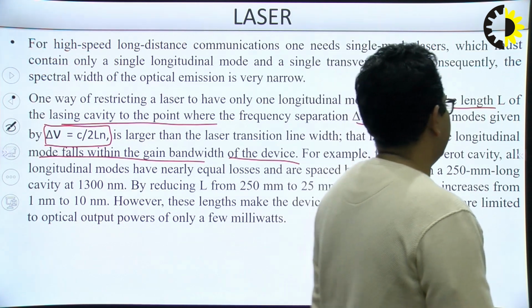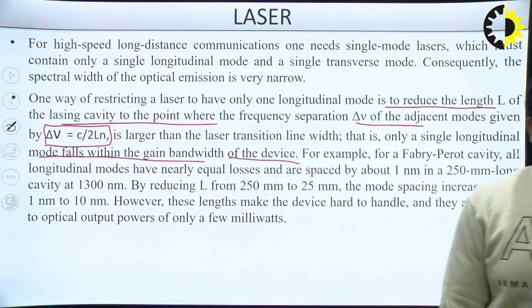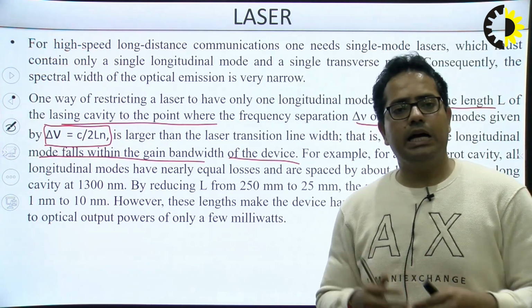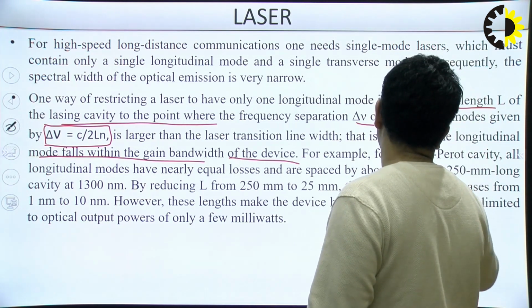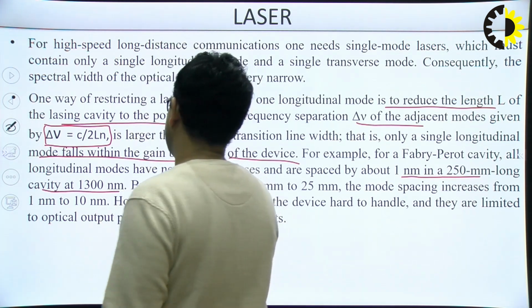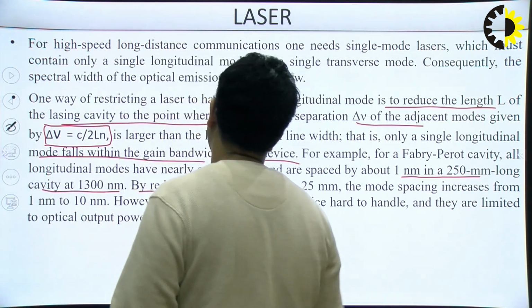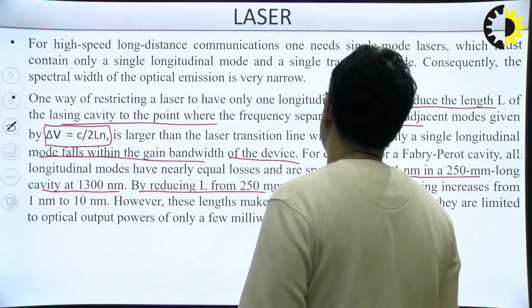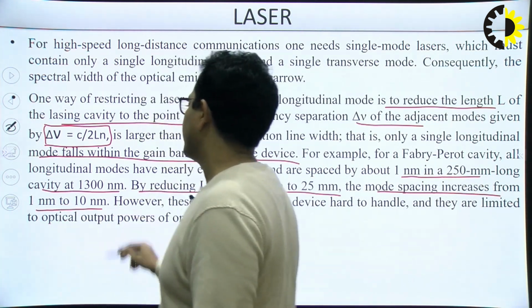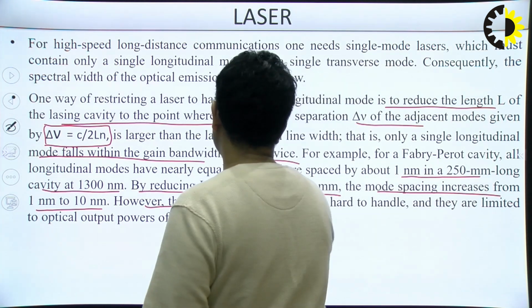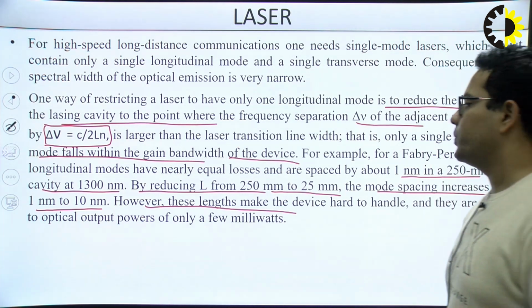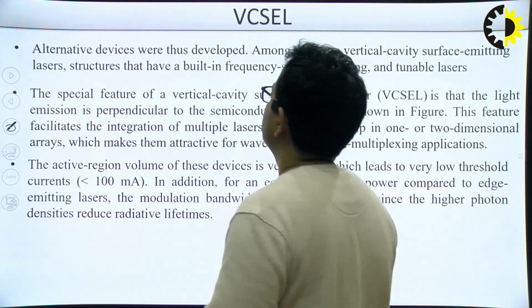For example, in a Fabry-Perot cavity, all longitudinal modes have nearly equal losses, and they are spaced by about 1 nanometer in a 250 micrometer long cavity at 1300 nanometer. By reducing the length of the cavity from 250 to 25 micrometers, the mode spacing increases from 1 nanometer to 10 nanometers. However, this length makes the device hard to handle, and they are limited to optical output powers of only a few milliwatts.